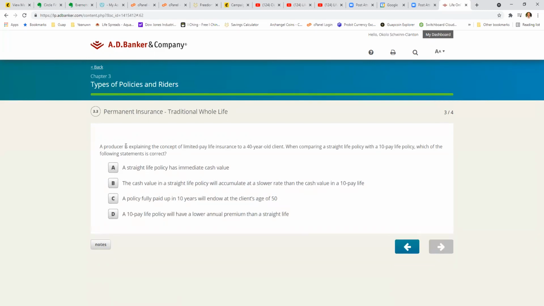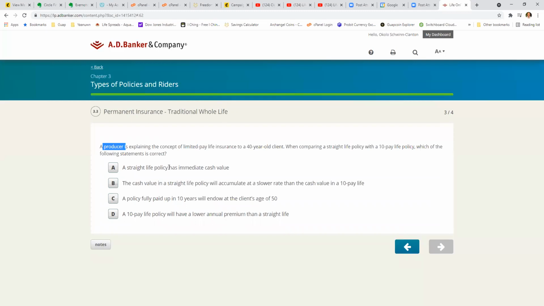So a producer, which is us, a life insurance agent, is explaining the concept of limited pay life insurance to a 40-year-old client, comparing a straight life policy with a 10-pay life policy. The limited pay policy is the 10-pay life policy, so it's a limited period of time. First, let's put these words together and understand the question. A producer is explaining a limited pay policy, this 10-pay policy, and comparing it with a straight life policy, which is one where you pay either until age 100 or until the person dies. Which of the following statements is correct?